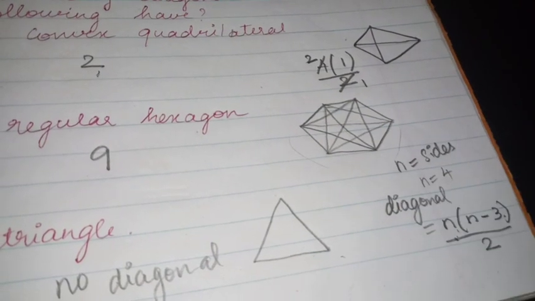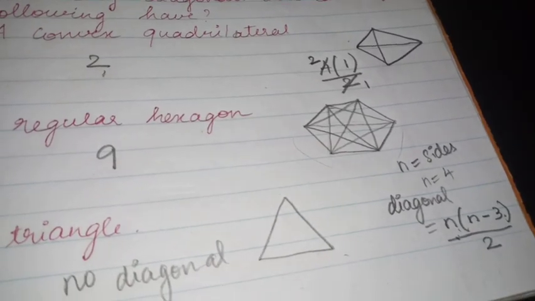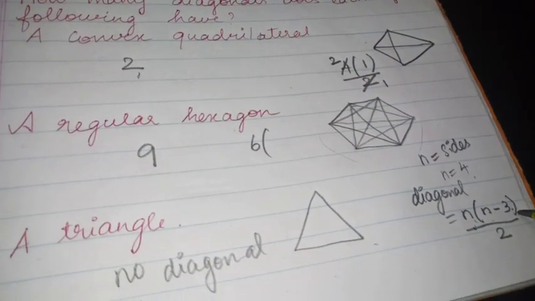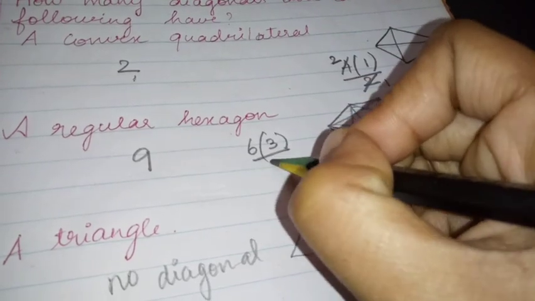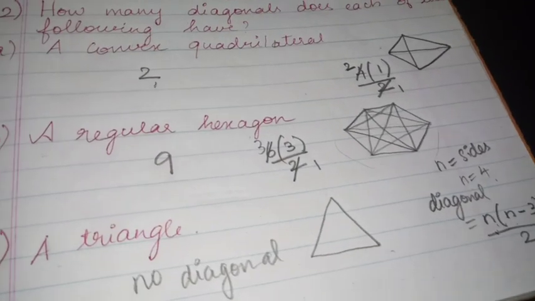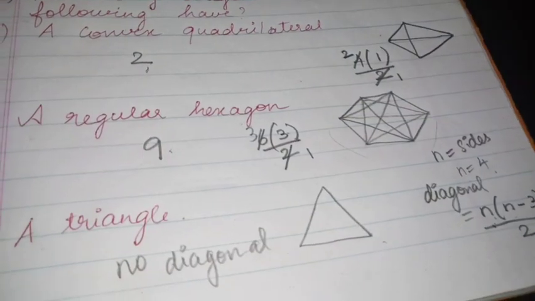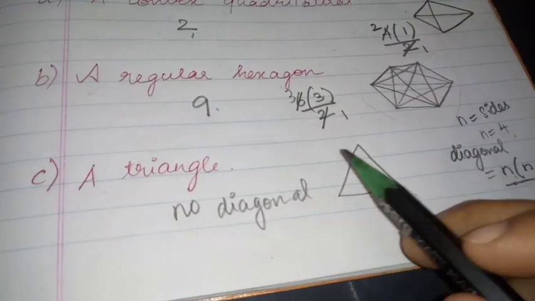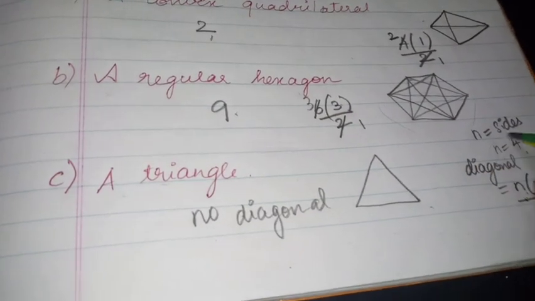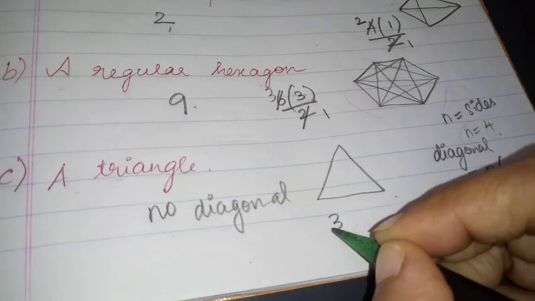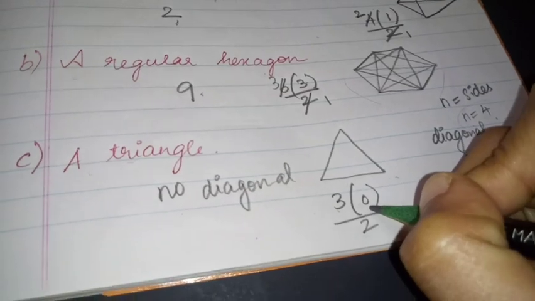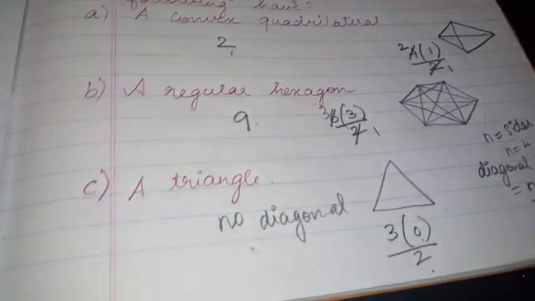In this regular hexagon, how many sides does the hexagon have? 6 sides. So instead of n, what will you put? 6. 6 into 6 minus 3, which is 3, divided by 2. Now 2 ones are 2, 2 threes are 6. Now 3 into 3, 9. Did you get it? Yes. See here, how many sides does the triangle have? 3 sides. So instead of n, you will put 3. 3 into 3 minus 3, 0, divided by 2. Any number into 0 is 0. 0 by 2, 0. So no diagonals.